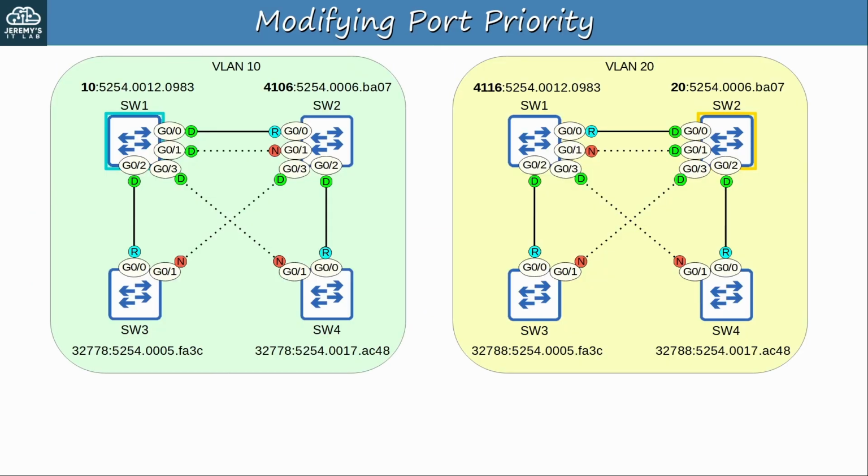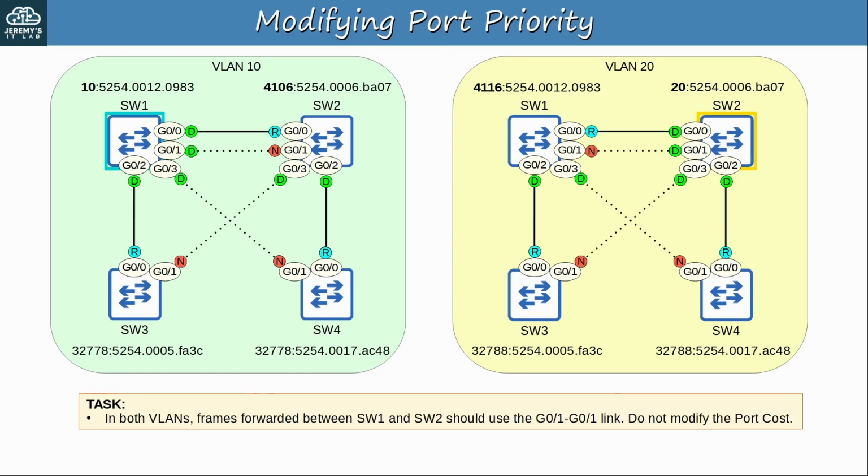So here are the VLAN 10 and VLAN 20 topologies now. Let's tune them by modifying port priority. In both VLANs, frames forwarded between switch 1 and switch 2 should use the G01-G01 link. Do not modify the port cost. I recommend pausing the video to think about how you would do this. But now let's go through my solutions.